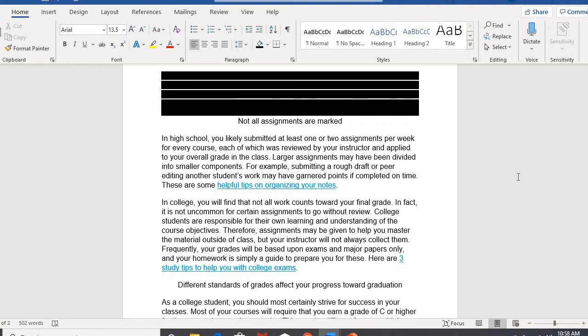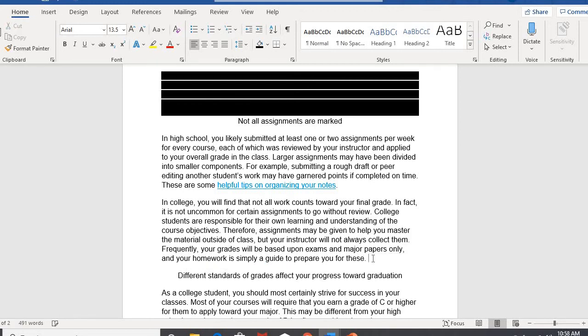In college, you will find that not all work counts toward your grade. In fact, it is not uncommon for certain assignments to go without review. College students are responsible for their own learning and understanding of the course objectives. Therefore, assignments may be given to help you master the material outside of class, but your instructor will not always collect them. Frequently, your grades will be based upon exams and major papers only, and your homework is simply a guide to prepare you for those.